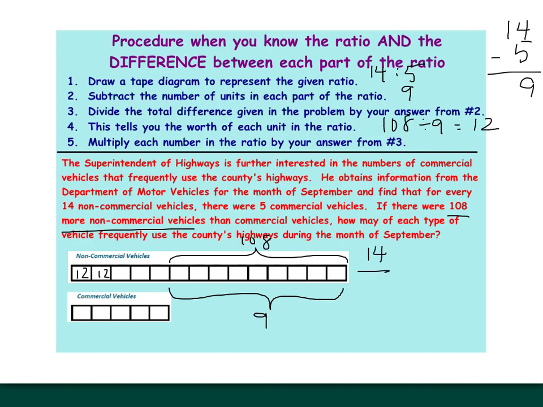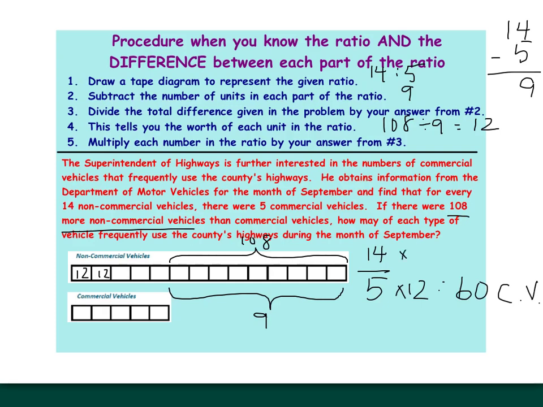Remember, my ratio is 14 to 5. And again, like before, I don't want to have to list out every single possible equivalent ratio and then try to find the one that gives me 108 as the difference between those. Here I use these steps to help me do that. So if I do 5 times 12, I'm going to get 60. And 60 represents the number of commercial vehicles.